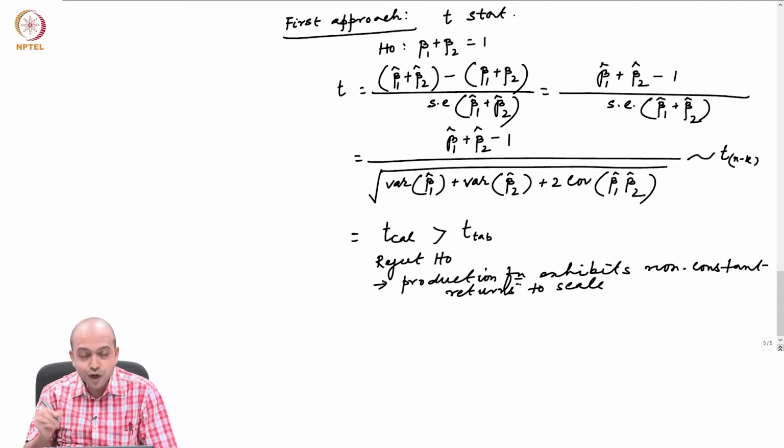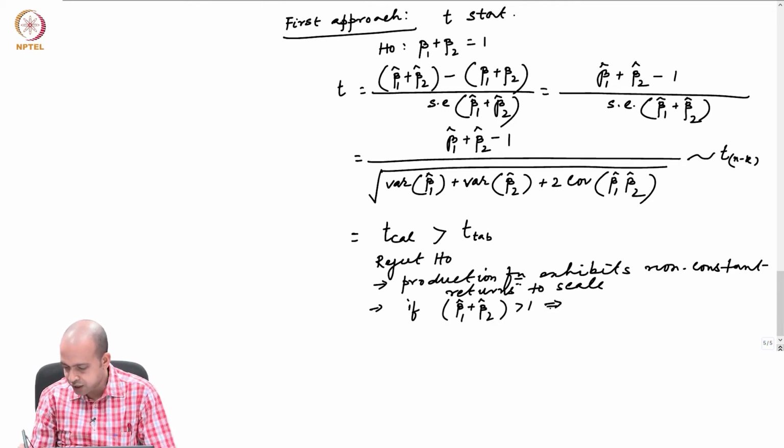But which particular non-constant return you will get, that depends on, if beta 1 hat plus beta 2 hat is greater than 1, then we will say that this is IRS. If beta 1 hat plus beta 2 hat is less than 1, then we will say that DRS.